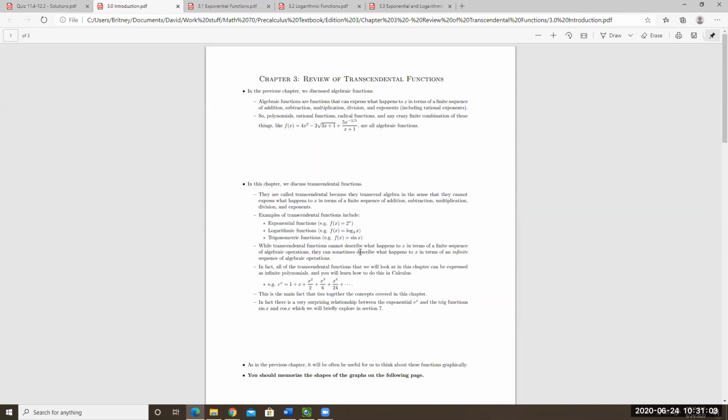Okay, so that's all I have to say about this introduction to chapter 3. But in a nutshell, these are the 3 kinds of functions we're going to be looking at. We're going to spend most of our time talking about the trig functions, but we will spend the first 3 sections talking about exponential and logarithmic functions.